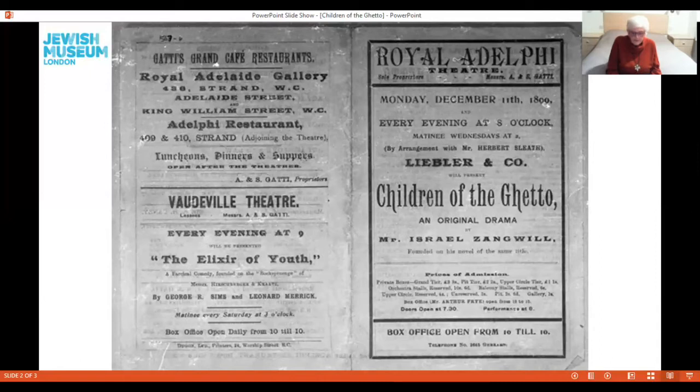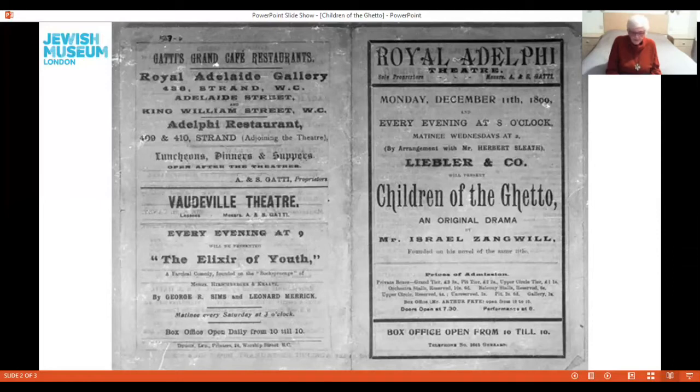The whole company, actors and backstage staff, arrived in London with very little time to prepare for the opening and with very little publicity. The production opened on 11th of December 1899, a week in which the fighting in the Boer War was going very badly for the British. Anti-Semitic feeling increased because it was believed that London Jewish financiers had conspired with Jewish mine owners in South Africa to push Britain into a war that would serve their personal economic interests.